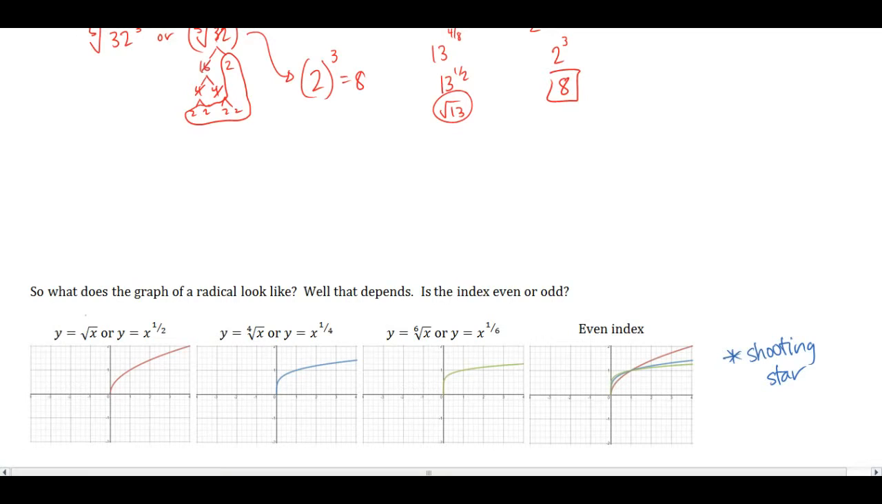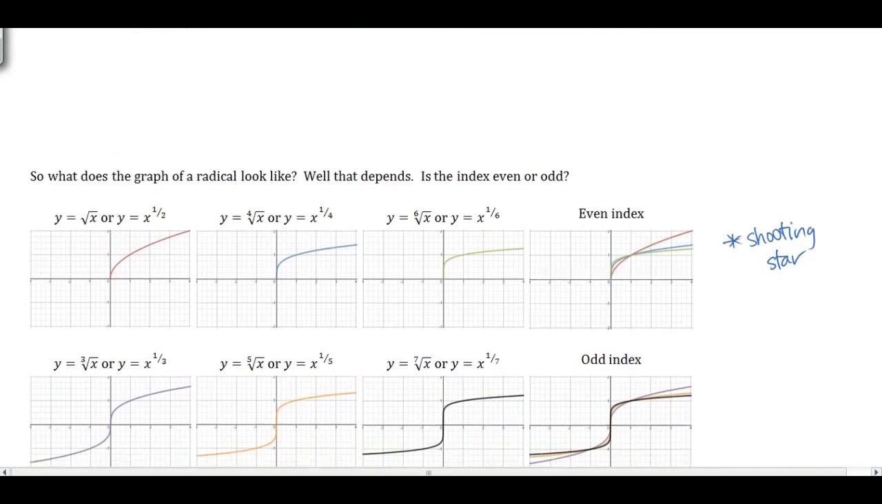All the other ones flatten out, and then they shoot off even steeper. And that's true for every even index. So if you have any even radicals, that's exactly what they look like, and you could just sketch them. Notice they all go through the point (1, 1), which is interesting. But that's exactly what they would look like. Just a shooting star. Now, what if the index is odd?